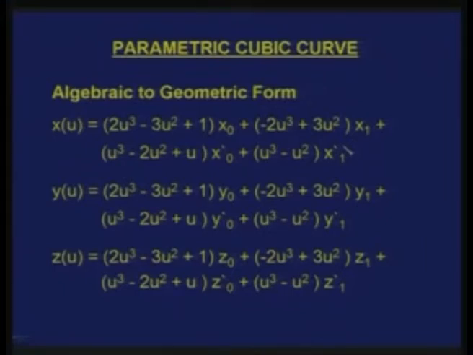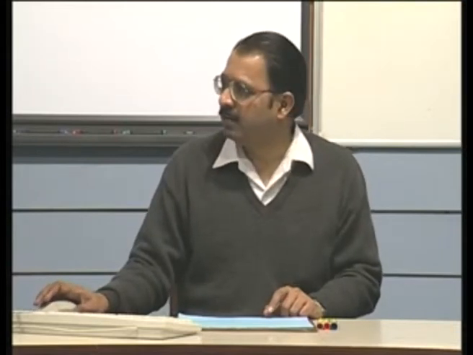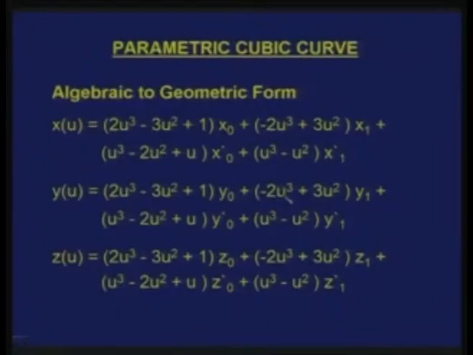So, you are still supplying 12 values, but those are geometric coefficients, not the algebraic coefficients as it was done, which is inconvenient. This is more convenient. The same form can be extended to represent y, and also I can represent z. Now, this is, you can say, the most common form of a parametric cubic curve which is used.